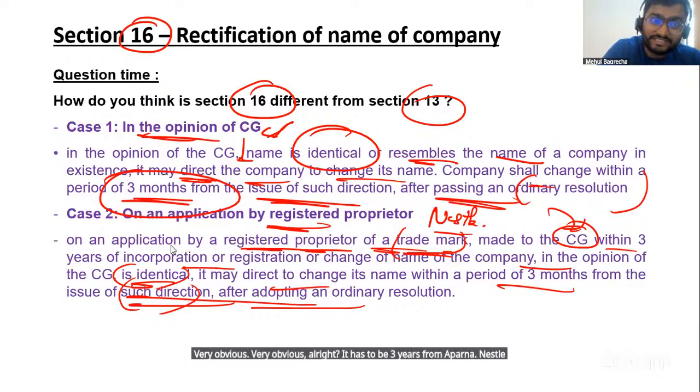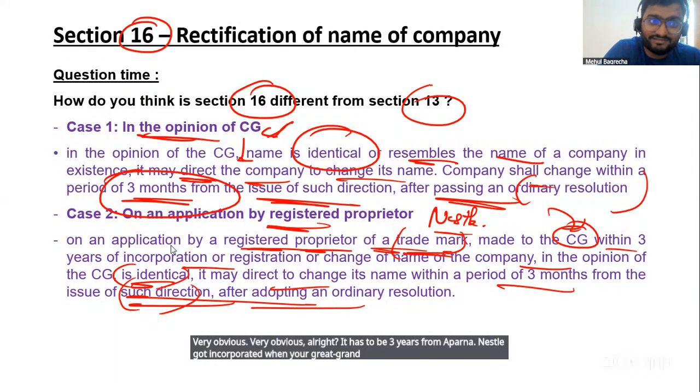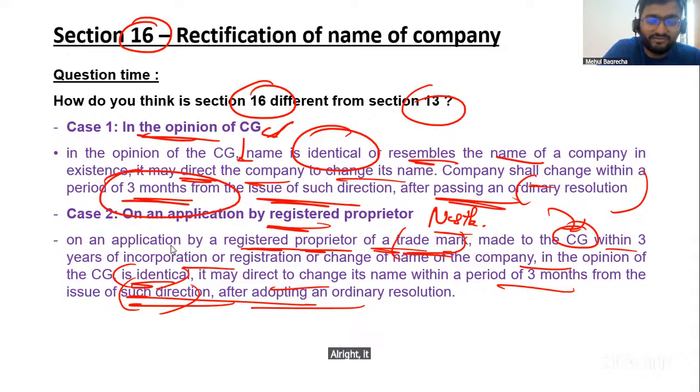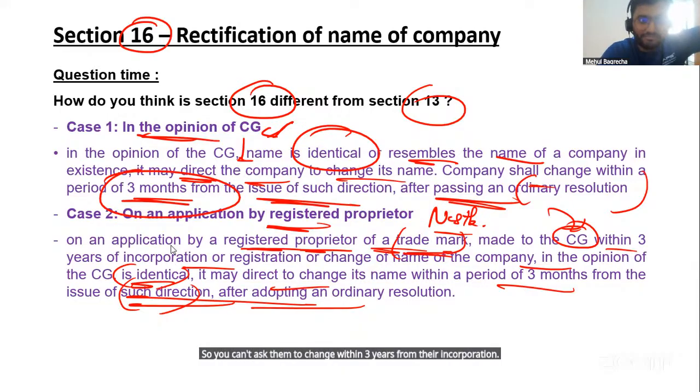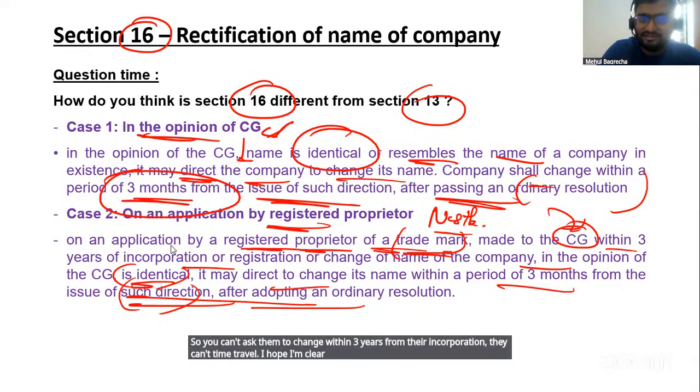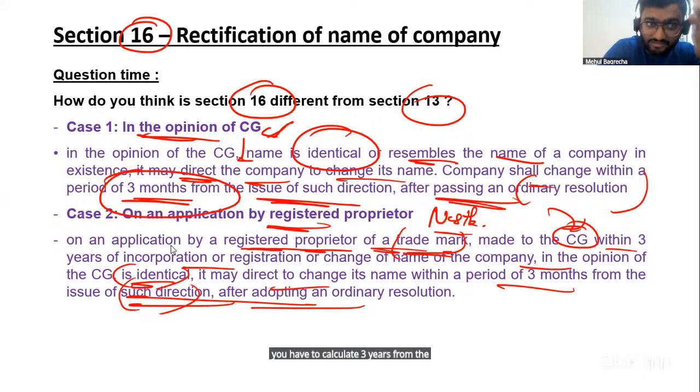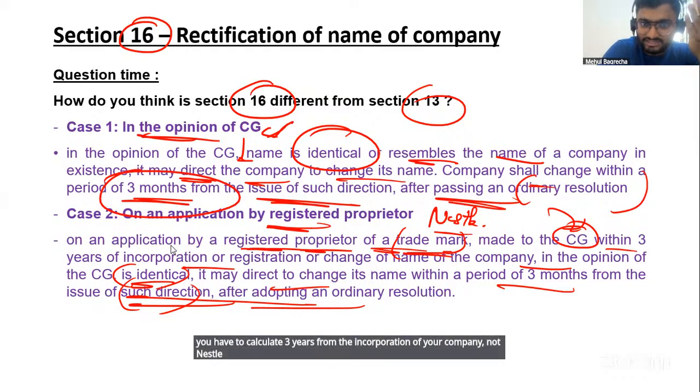Nestle got incorporated when your great grandfather was there. It's a very old company, if you realize. So you can't ask them to change within 3 years from their incorporation. They can't time travel. I hope I'm clear. Understood? Now, in this case, you have to calculate 3 years from the incorporation of your company, not Nestle's company. Making sense? All right.